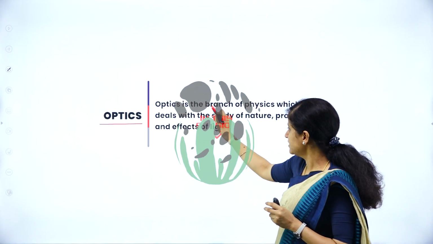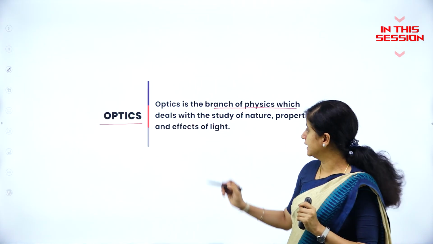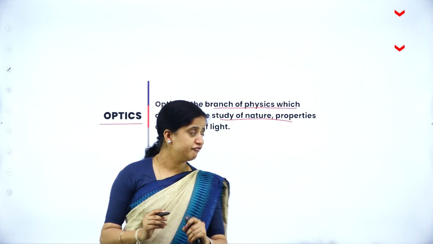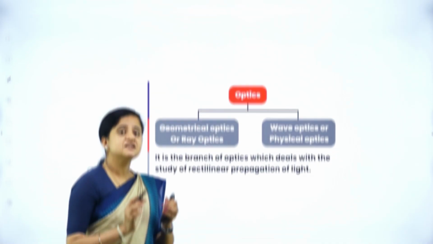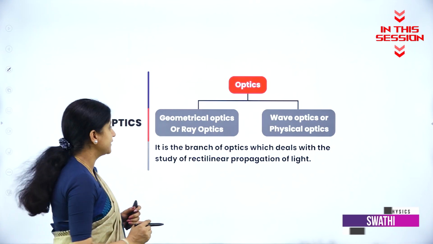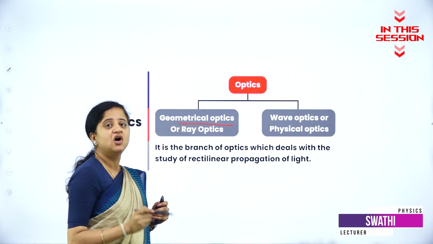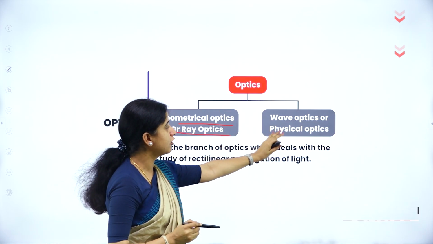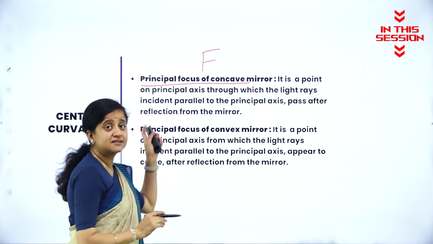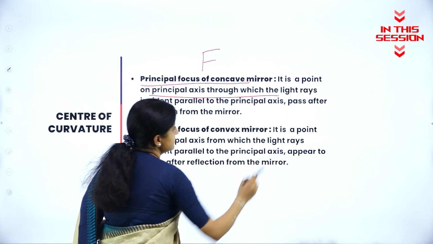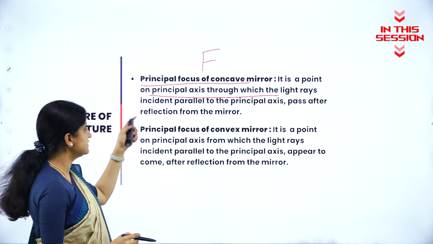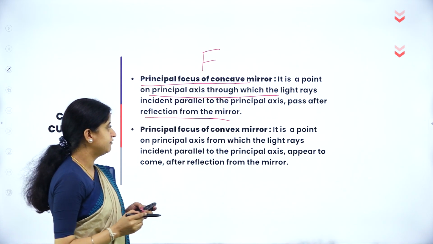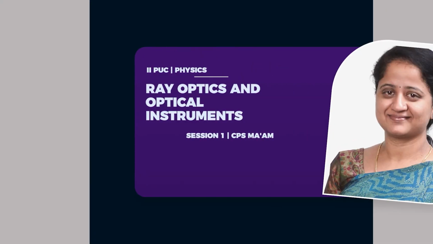Optics is a branch of physics which deals with the study of nature, properties and effects of light. This optics is classified into two categories, that is the geometrical optics, or it can also be called as ray optics. The other one is wave optics or physical optics. It is a point on principal axis through which the light rays incident parallel to the principal axis passes after reflection from the mirror.